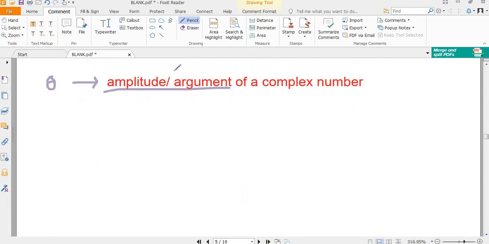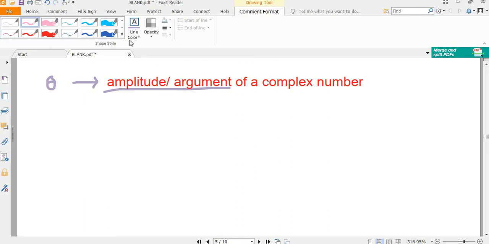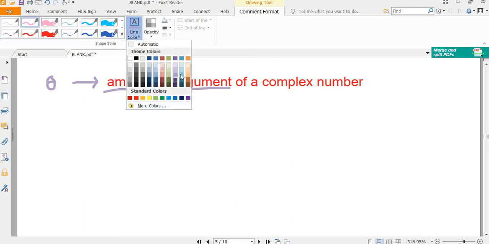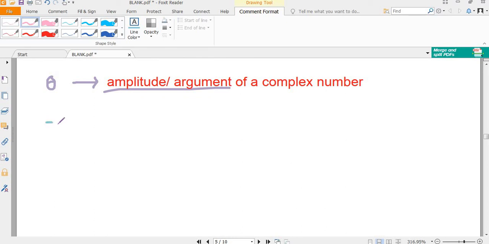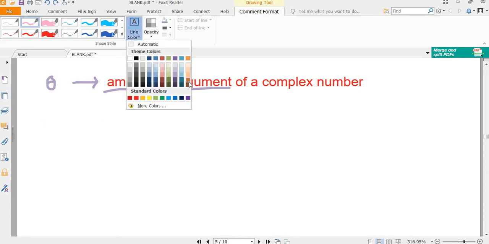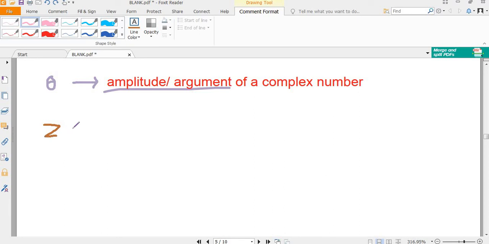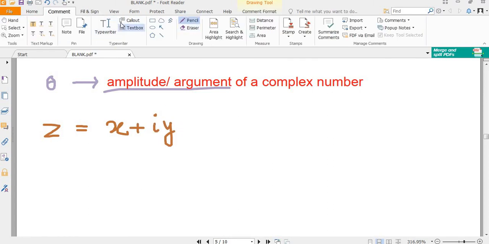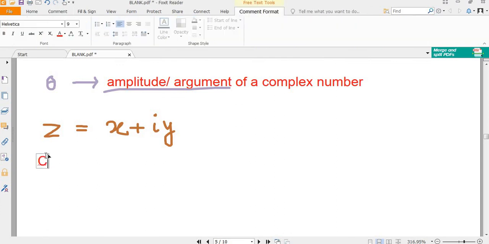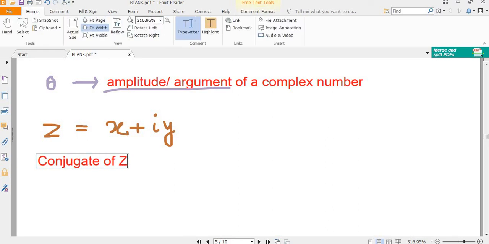So then, what is the conjugate of a complex number? The conjugate of a complex number is a pretty easy business. Let's say I have a complex number z equal to x plus iy. I already overused a plus ib, so let me use a different color. Now what will its conjugate be? Let me write that down: the conjugate of z.